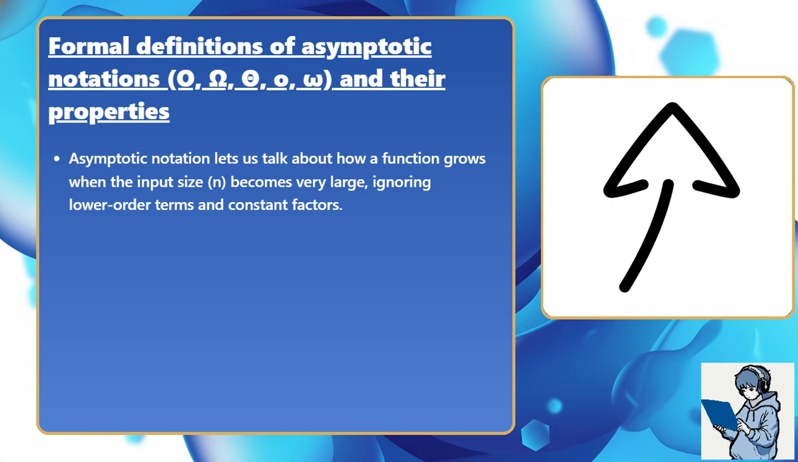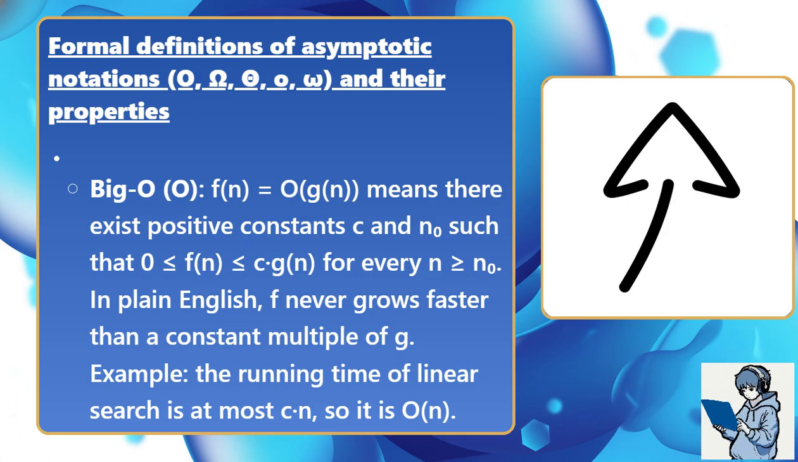Asymptotic notation lets us talk about how a function grows when the input size n becomes very large, ignoring lower-order terms and constant factors. Big O, f of n equals O of g of n means there exist positive constants c and n0 such that 0 is less than or equal to f of n, which is less than or equal to c times g of n for every n greater than or equal to n0. In plain English, f never grows faster than a constant multiple of g. Example: the running time of linear search is at most c times n, so it is O of n.